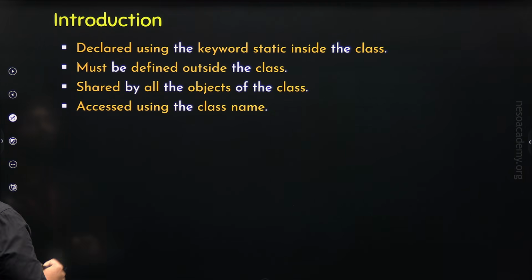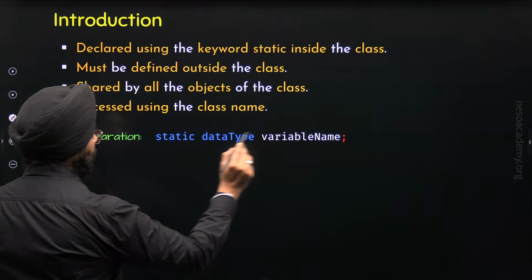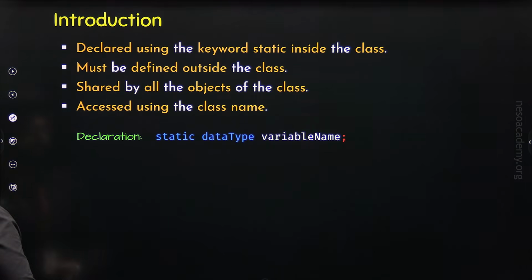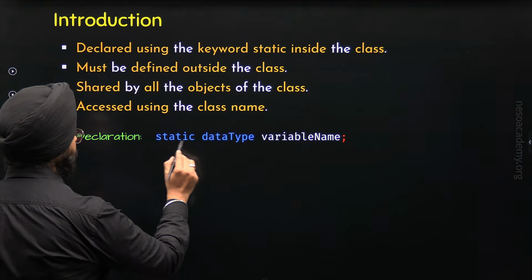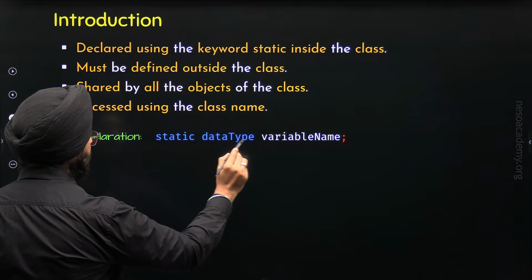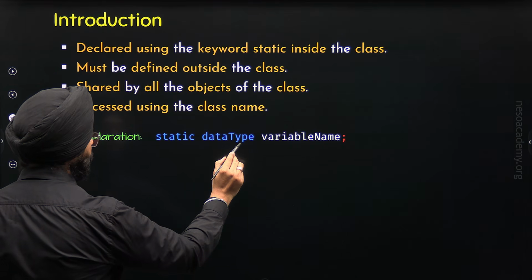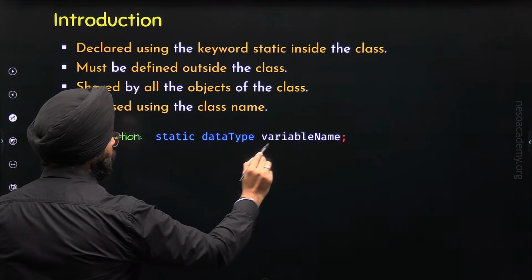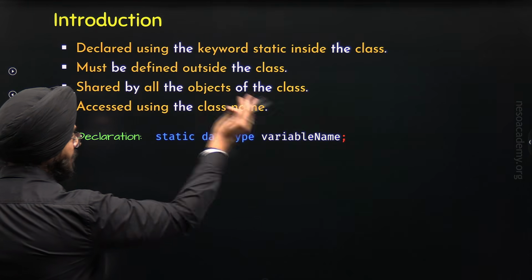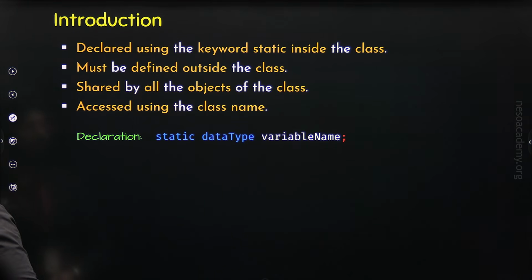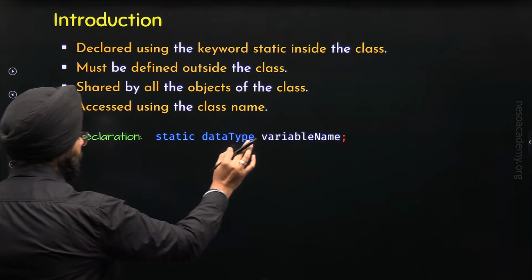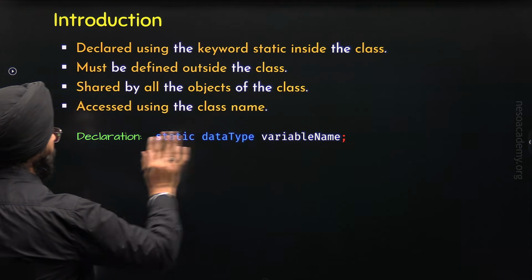Now, let's see how to declare a static data member inside the class. Let's see the syntax for the same. This is the syntax we can follow to declare a static data member inside the class. We need to specify the keyword static, then we need to provide the data type of the data member, and then after this, we need to provide the variable name or the data member name. So in this way, we can declare a static data member.